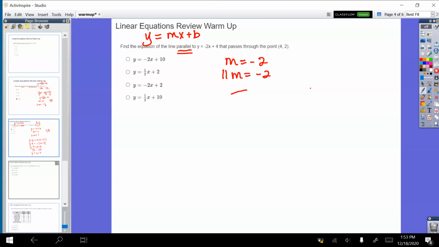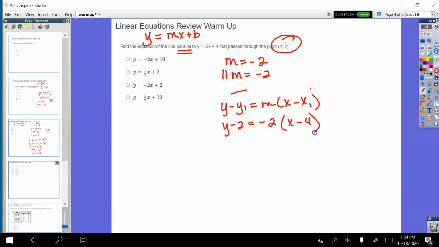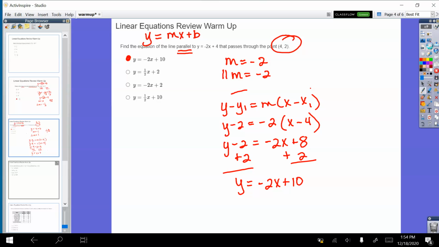So we're going to use that slope with this point, and we're going to do point slope form. y minus y1 equals m times x minus x1. So we're going to say y minus 2 is equal to the slope, which is negative 2, times x minus 4. We're going to distribute this. We get negative 2x plus 8, and then we add 2 to both sides. And we get y is equal to negative 2x plus 10. So there's our answer.